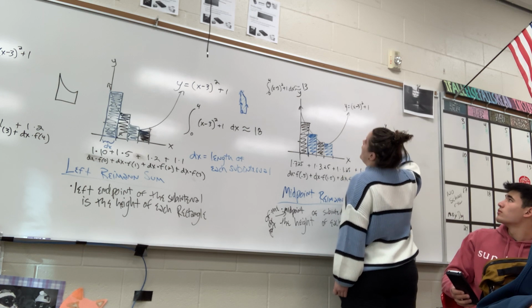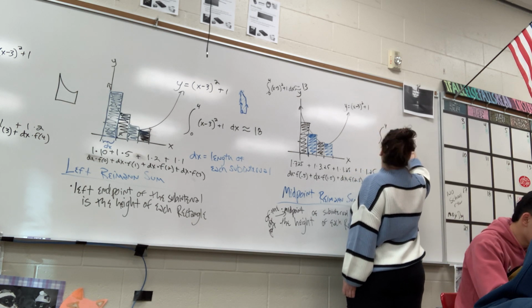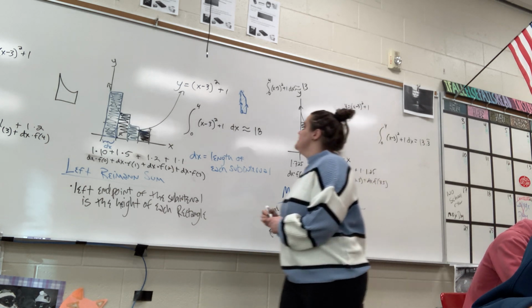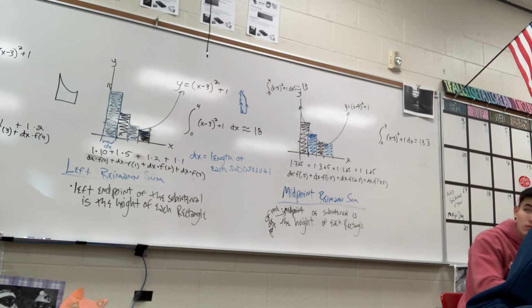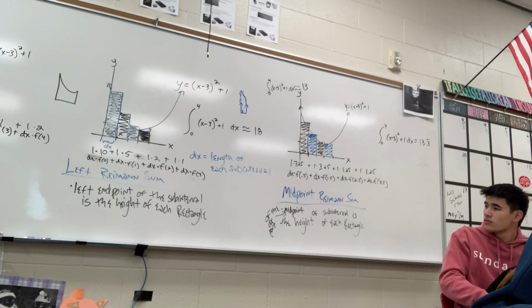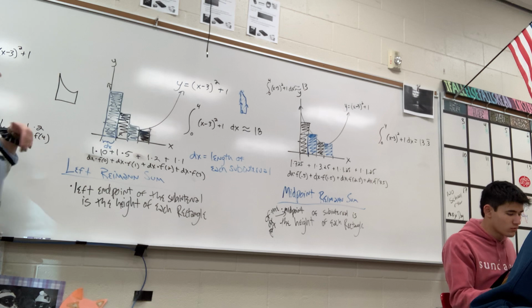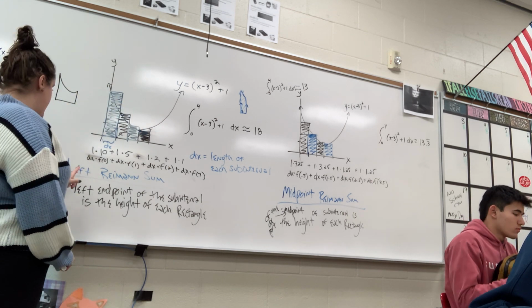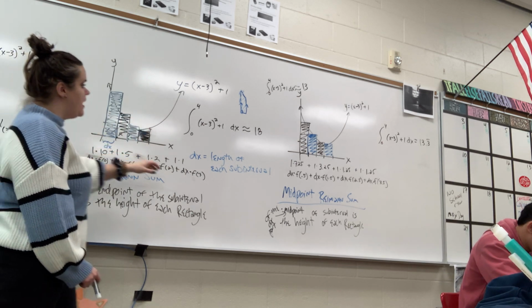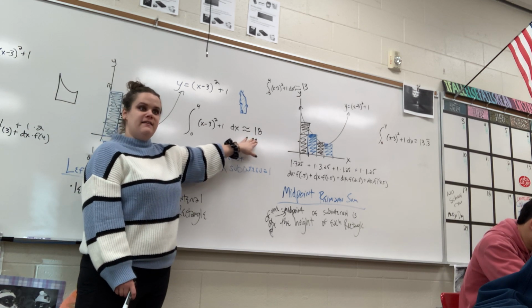So 0 to 4 of this function, the actual answer is 13.3 repeated, right? So this one, the majority of the part we're covering is decreasing, and right Riemann sums are underestimates for decreasing. That's why this estimate is below the actual, right? The majority of this one is decreasing, and left Riemann sums are overestimates when the graph is decreasing, which is why this one was bigger, right?